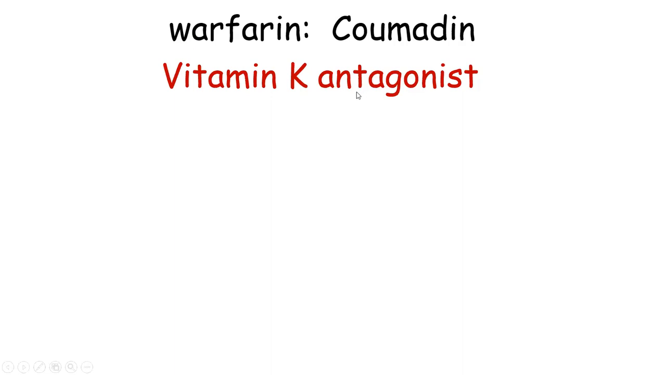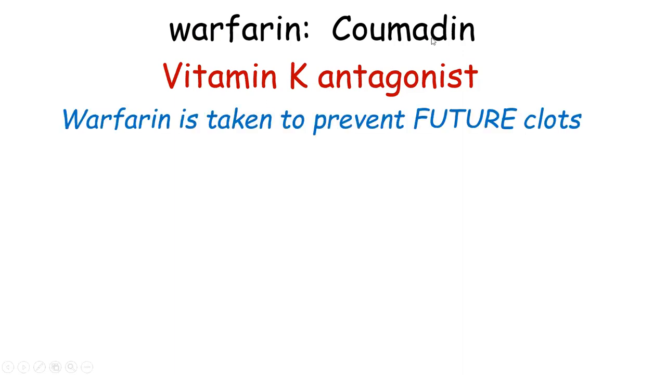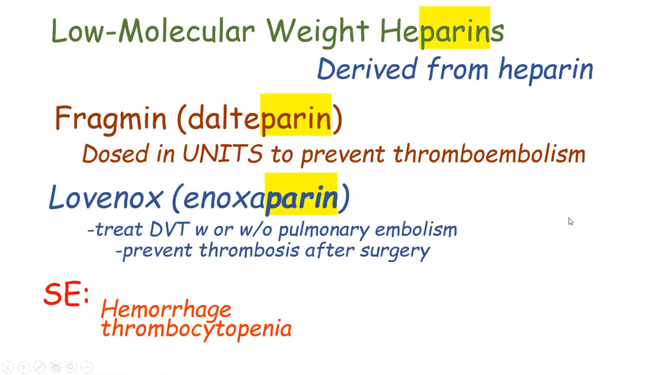Vitamin K is a vitamin, not potassium. Potassium is K plus. So sometimes there are trick questions like the antidote for Coumadin is potassium. Don't let that confuse you. It's vitamin K. The way Coumadin works, it interferes with a pathway in the blood clotting system, and vitamin K is an essential element in that. So warfarin is taken to prevent future clots. It's not going to do anything about an existing clot.